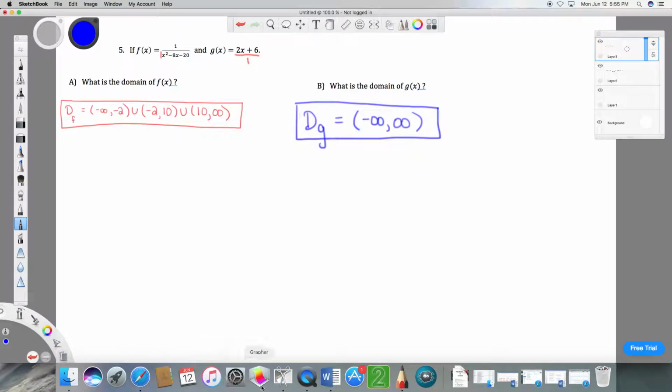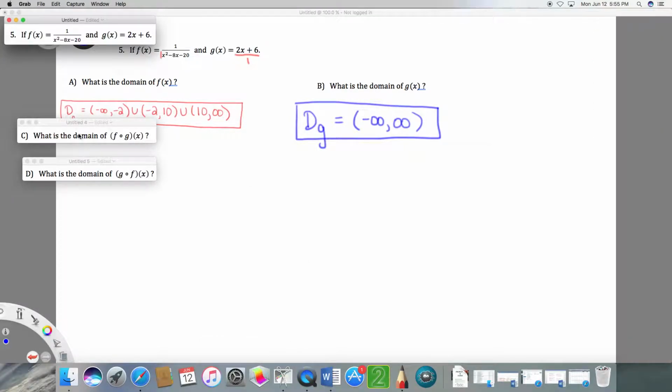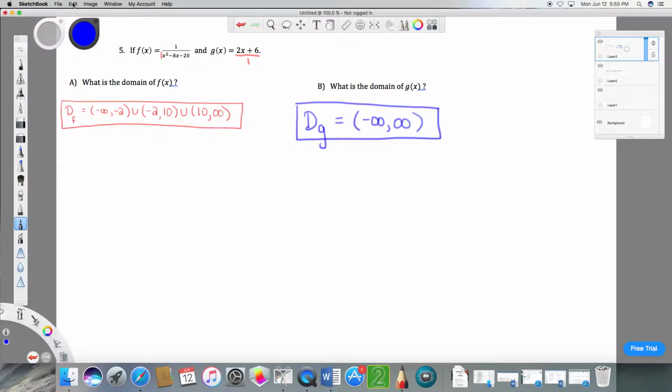So now, in part C, it asks us to find the domain of this function composition, f composed with g. These function compositions, I like to think of them as like an assembly line. And even though f is listed first here, we actually start with the function g.